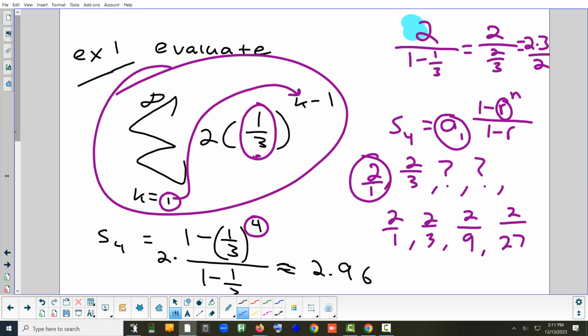Any question on that formula? So this formula only applies to a convergent series. You can try it on a divergent one. You'll get an answer, but the answer has no meaning. So you only want to use this formula on something that converges.